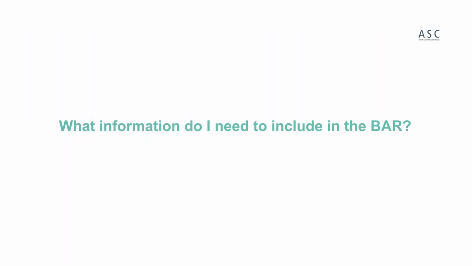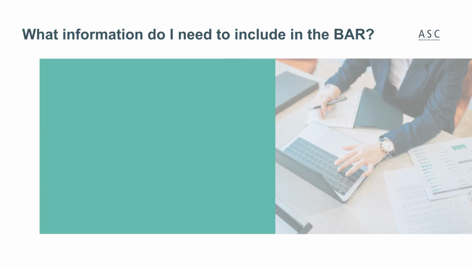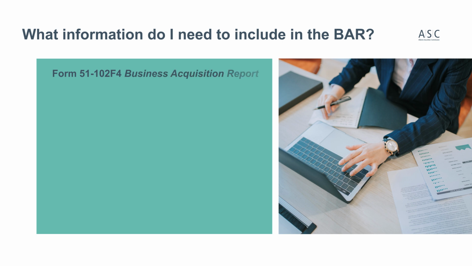Once you've determined that the acquisition will require a BAR filing, the applicable form required to be filed is Form 51-102 F4. This form requires you to describe the nature of the business acquired, the acquisition date, the consideration paid, both monetary, non-monetary, and any potential contingent consideration, as well as the source of funds being used for the acquisition, and if applicable, a description of any financing being obtained.